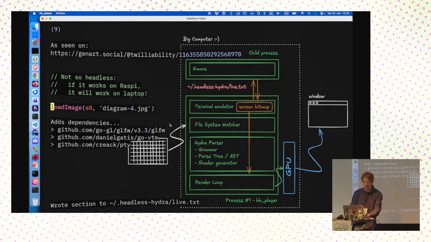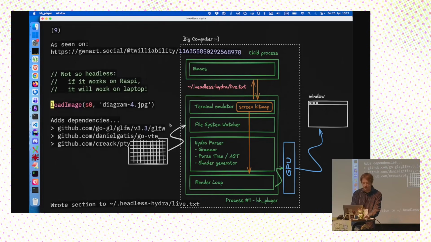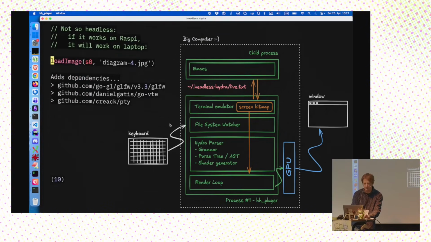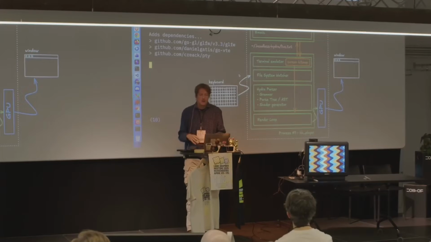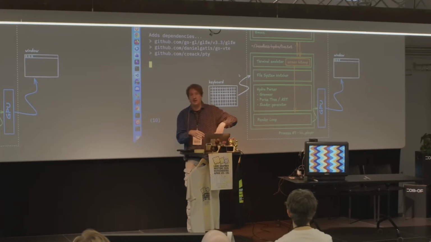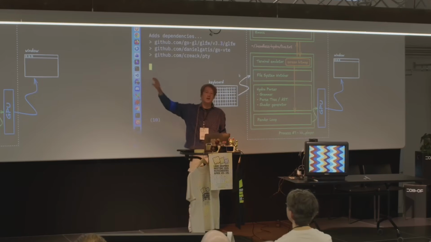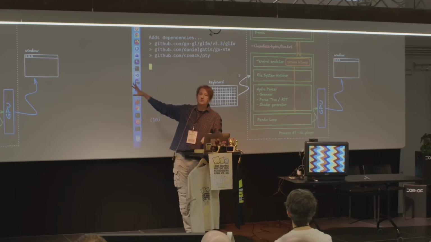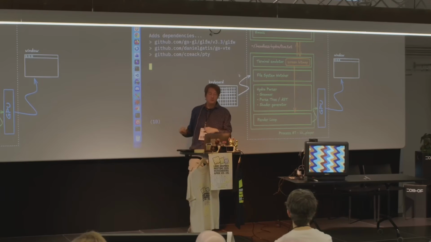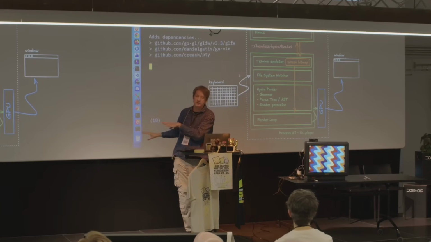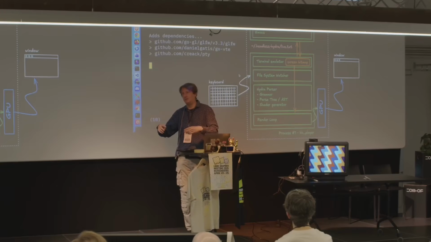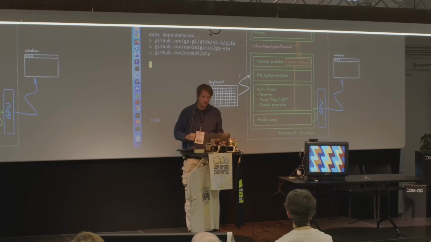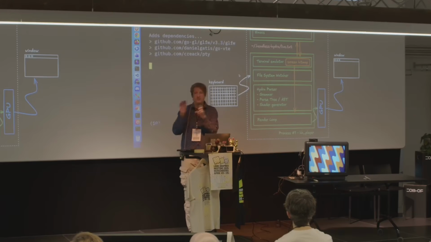So this is the overview of what you're actually seeing right now. Doing this, I used a couple of other dependencies. If it runs on those devices, it also runs on my laptop. So this window is also Headless Hydra. I use GLFW, which is a little window framework for Go. It just creates a window for you, and you can display shaders in it. I use a little library to create a terminal emulator to make Emacs believe that it's running in a terminal, and some other library to help parse the control sequences. All right.